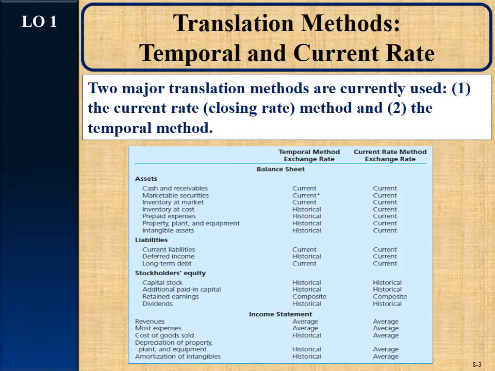Now, how do we do these translations? Well, there's two major approaches, and on page 366 we want to make sure we understand what the current and historical items are. Under exchange rates used in translation, there's the historical exchange rate. The historical exchange rate is the exchange rate that existed when a transaction occurred. The current exchange rate is the exchange rate at the date of the financial statements, so of the balance sheet.